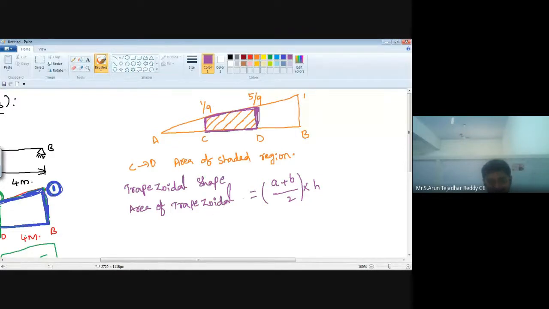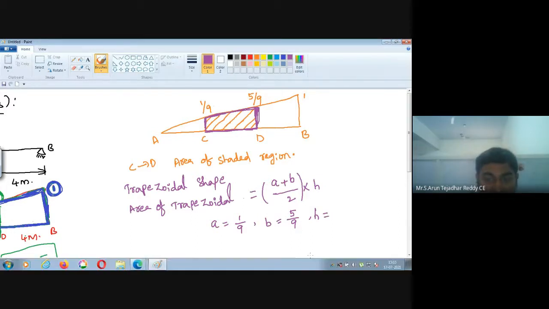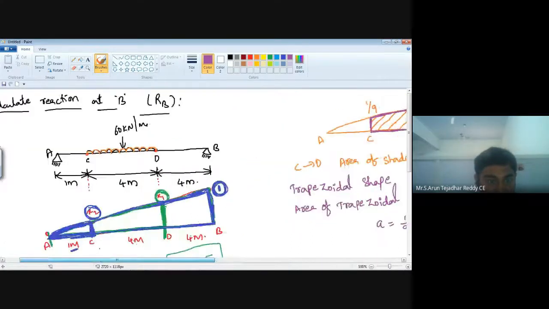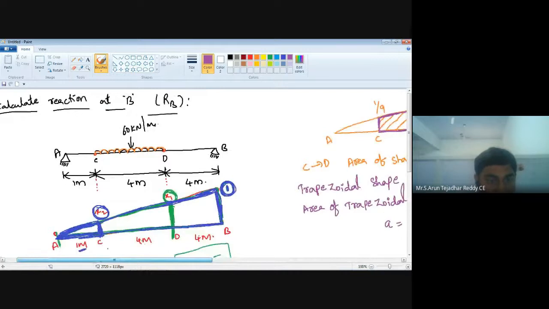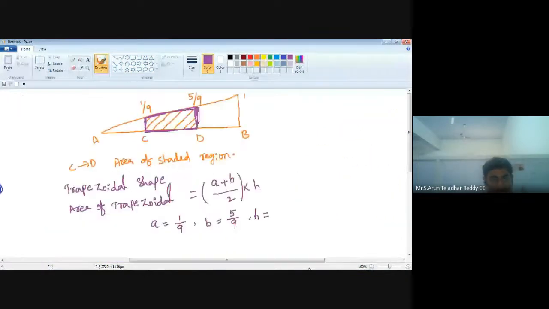So here A is 1 by 9, B is 5 by 9. Now what about the H? Again, don't confuse here. A to C is 1 meter, 4 meter, 4 meter.